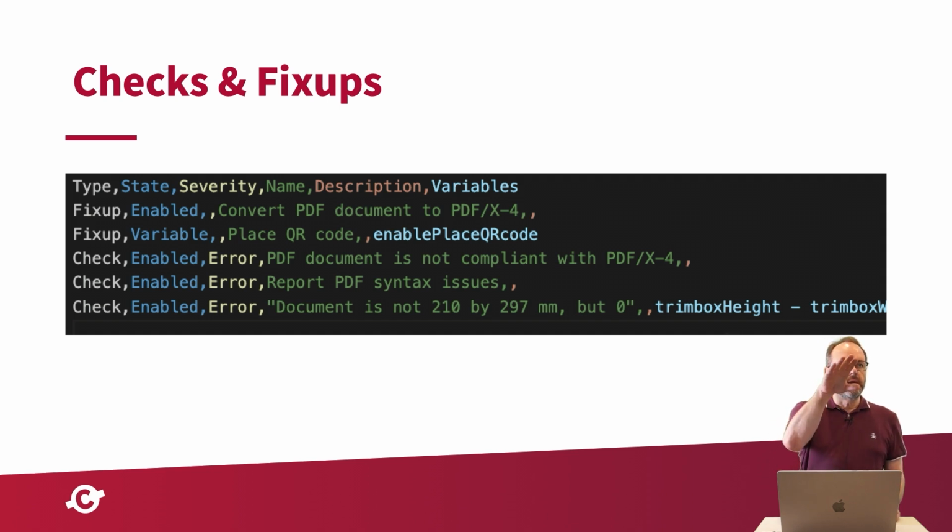On the place QR code line, you can see it says enable place QR code. So that is the variable that controls whether that fix-up is going to be run or not. And the last line then has trim box height and trim box width that control the parameters for the check.